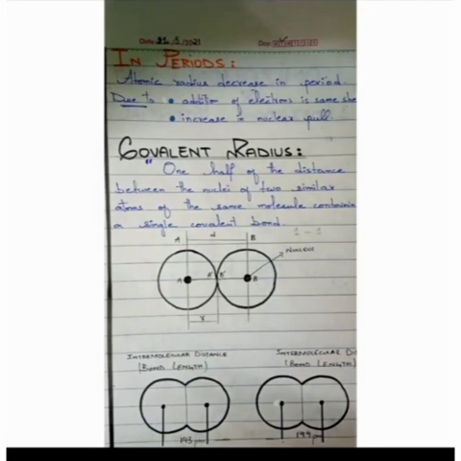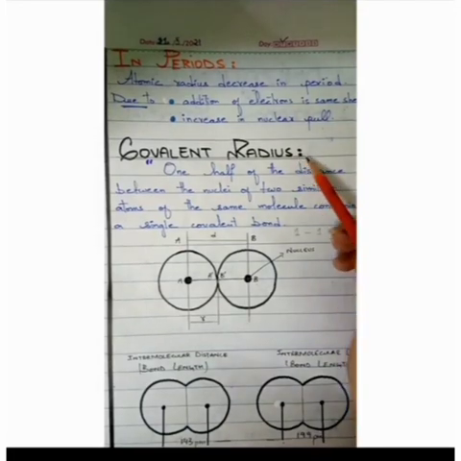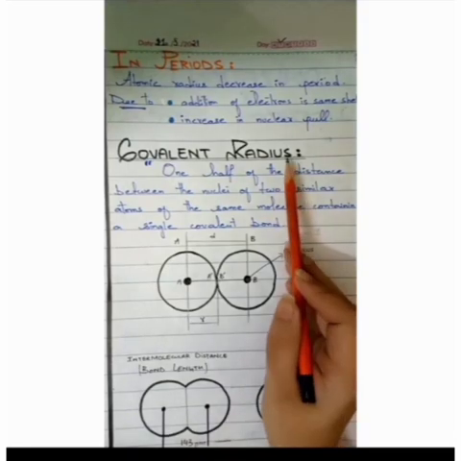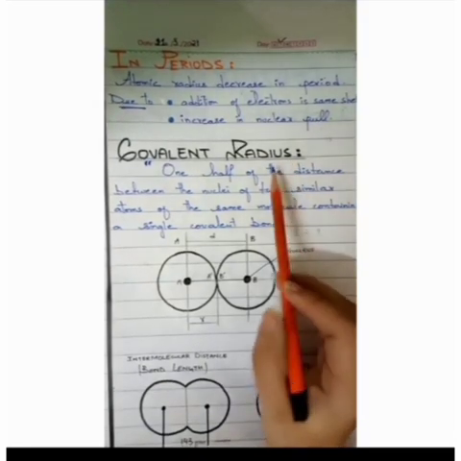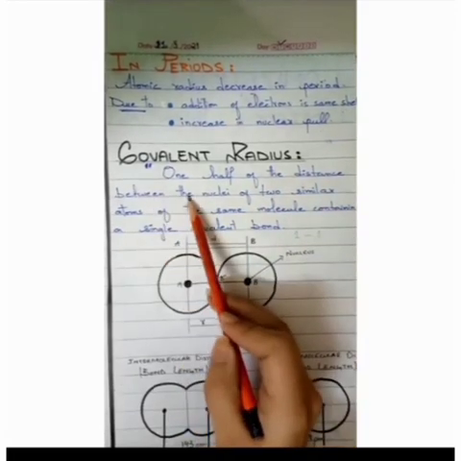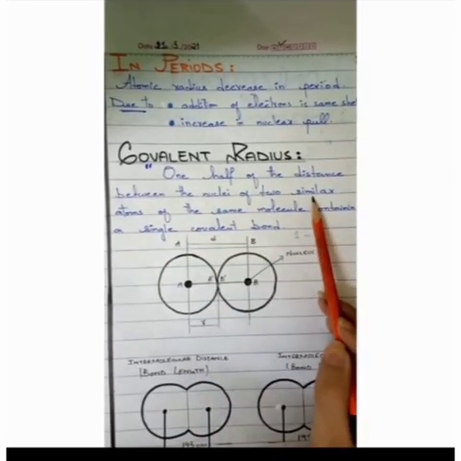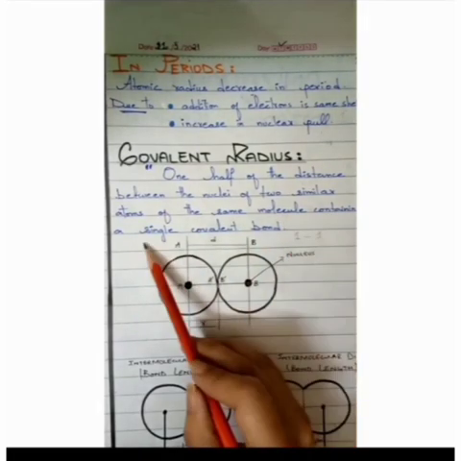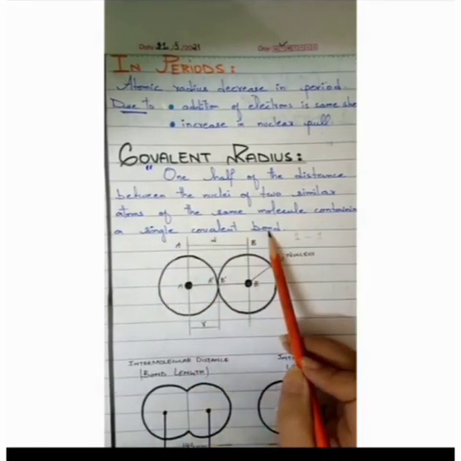Okay, the next one is covalent radii, which is on page number 75 of your book. Now, what is a covalent radius or covalent radii? One half of the distance between the nuclei of two similar atoms of the same molecule containing a single covalent bond is called covalent radius.